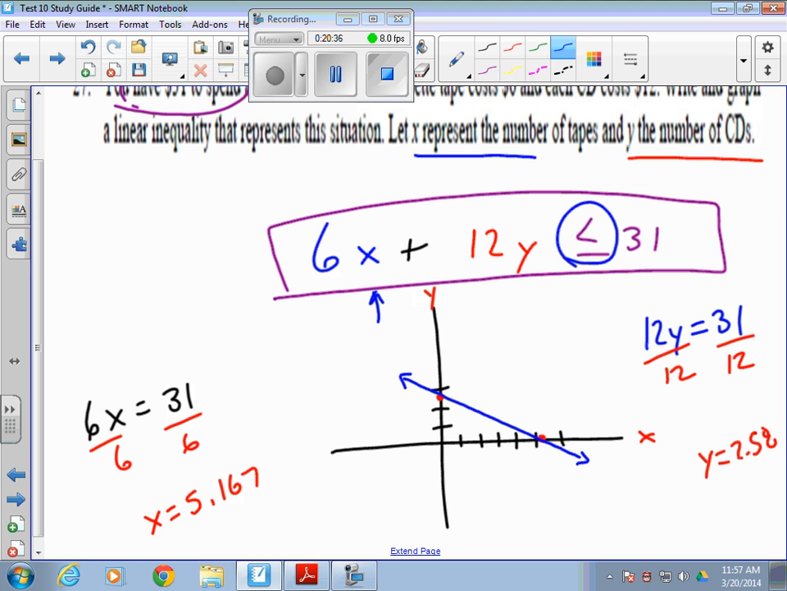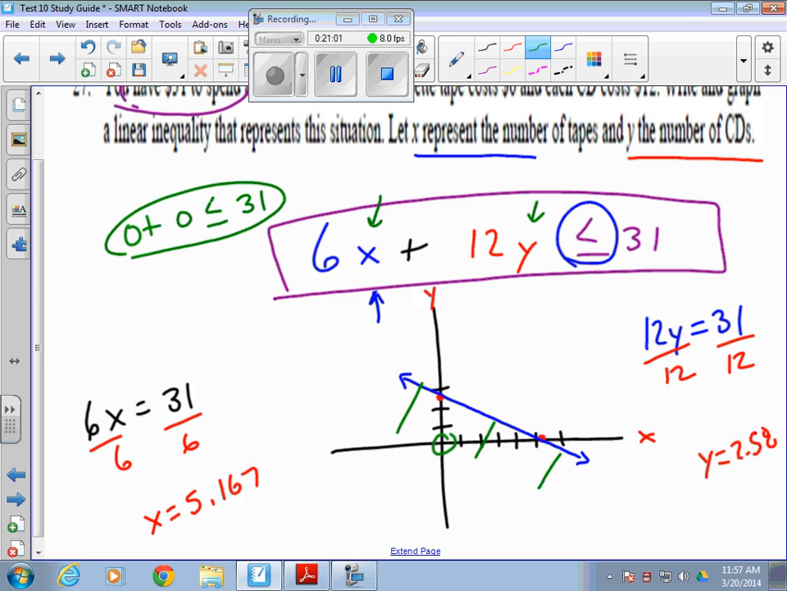But the easiest way to do it is to go ahead and just check the true value of 0, 0. When I plug in 0 there, I get 6 times 0, which is 0, plus 12 times 0 is 0. Is that less than or equal to 31? Yes, that is a true statement. Therefore, everything shaded this direction is the truth.